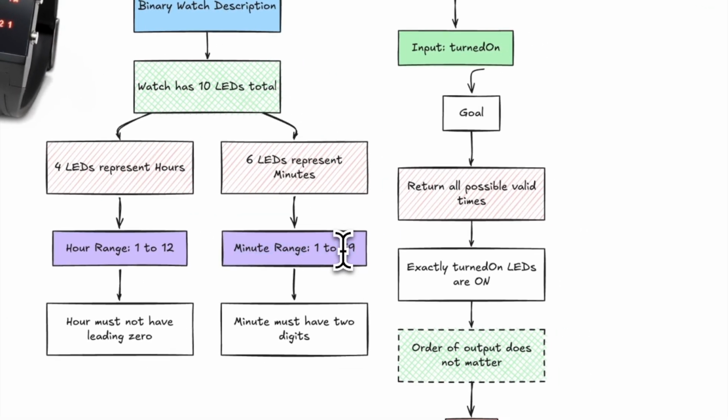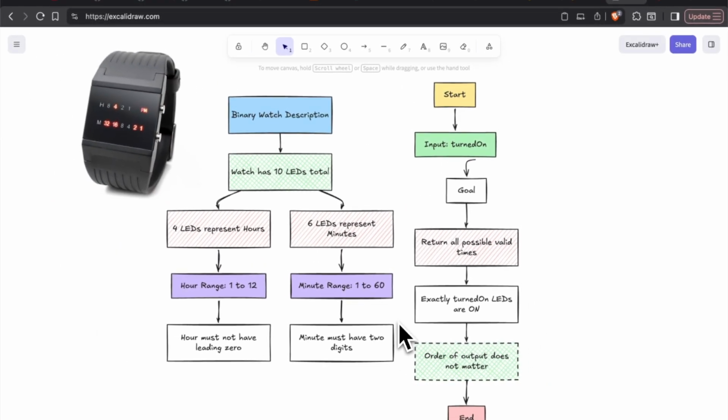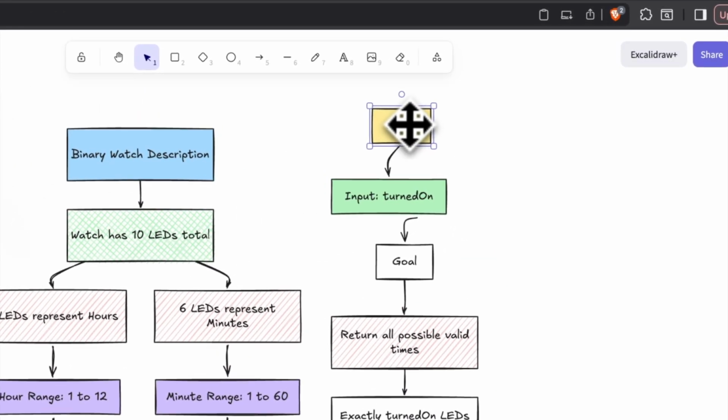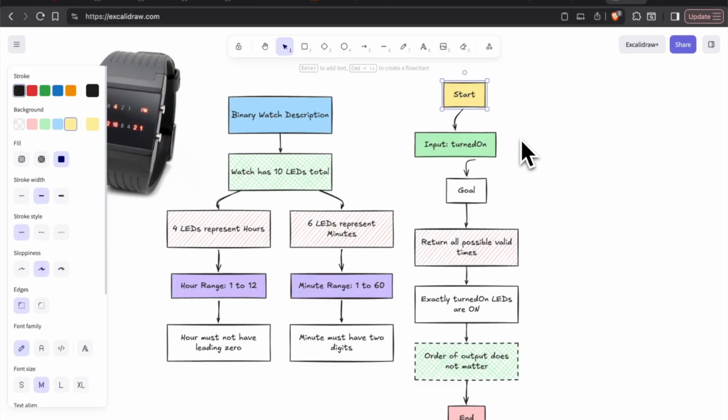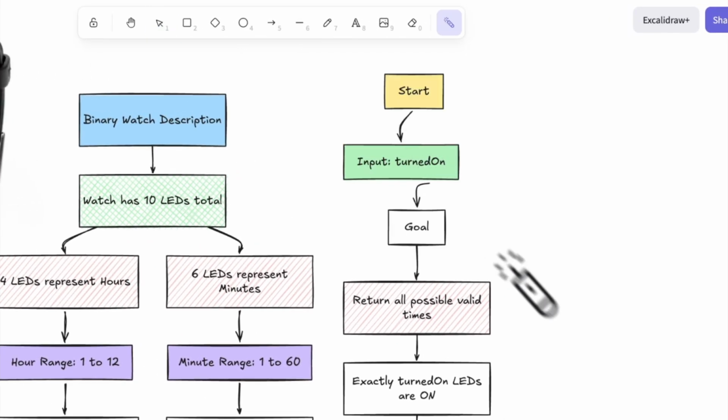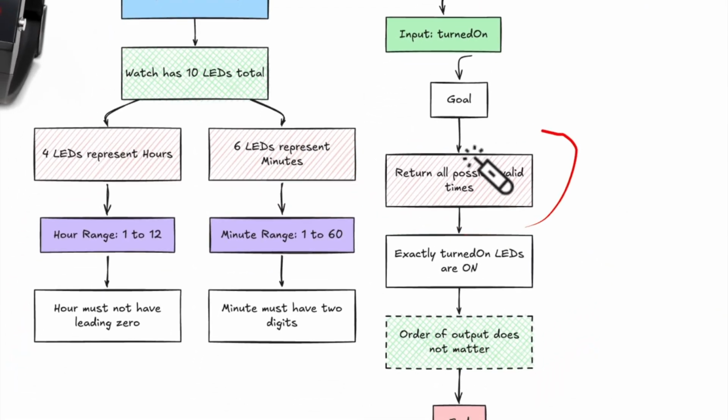In array terms, it will be the same as 0 to 11 for hours and 0 to 59 for minutes. And that's it. The goal here is that given the input, we have to return all the possible valid times where exactly that many LEDs are on. The order of the output does not matter.